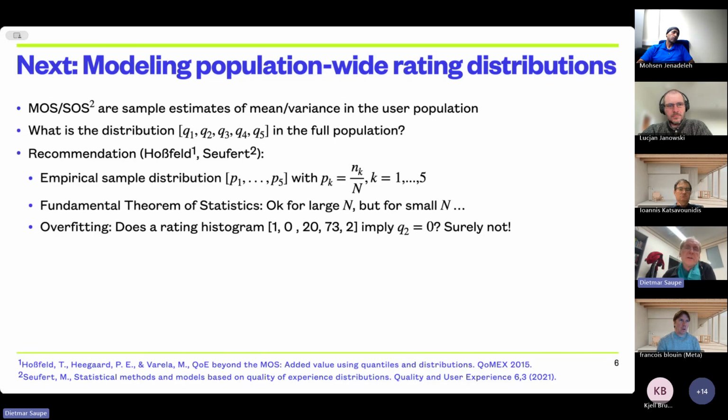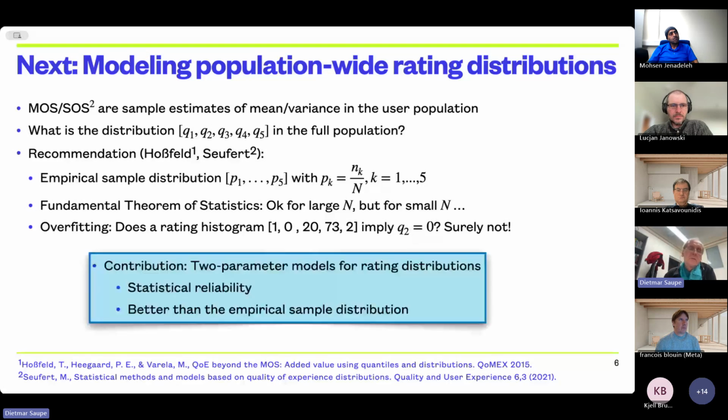And the recommendation that Hoßfeld and another paper, Seufert, put forward was, okay, we have these empirical sample distributions, P1 to P5. So these are the empirical ratios, the frequencies. And we should just use those and report those besides the MOS and the variance, or in place of MOS and variance, because the MOS and the variance can be derived from the probabilities here. And then the fundamental theorem of statistics says that this is okay for large n, but for small n, one probably has some overfitting. So this was one of the rating histograms I showed on the second or third slide. And we didn't have any ratings of the category poor here. Does this really imply that the probability in the entire population is 0 for giving a quality value of poor? Surely not. So there is some room for improvement here.